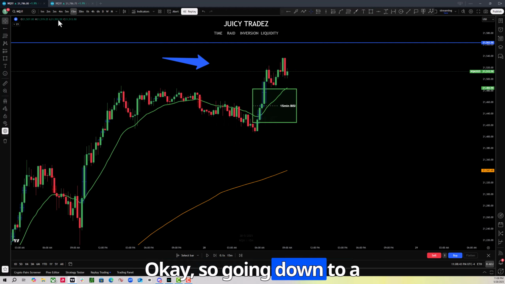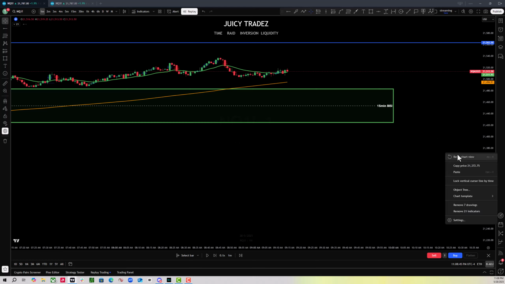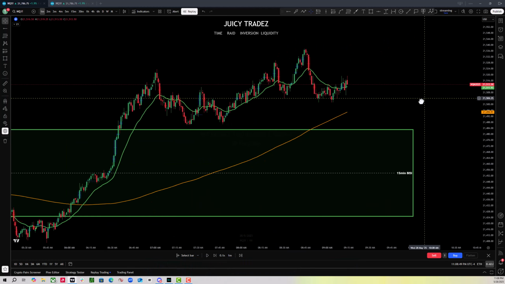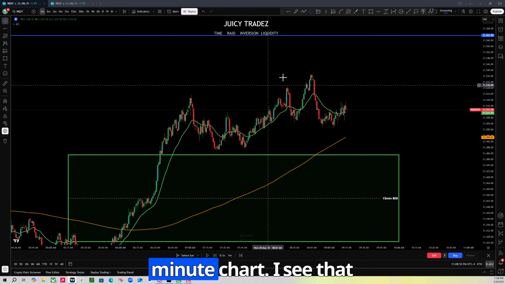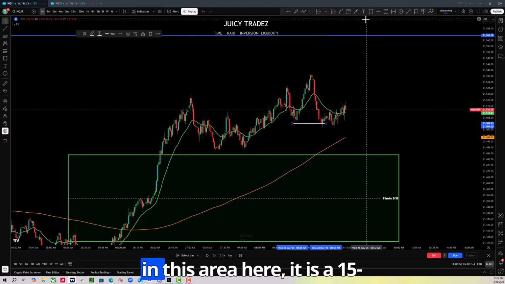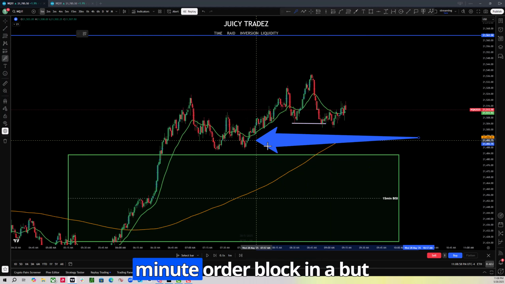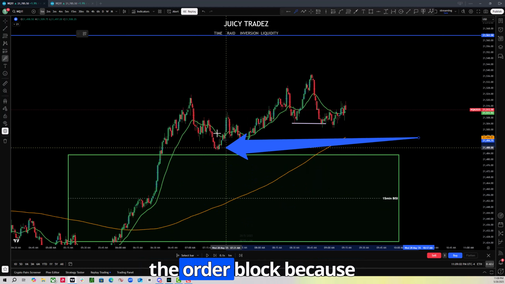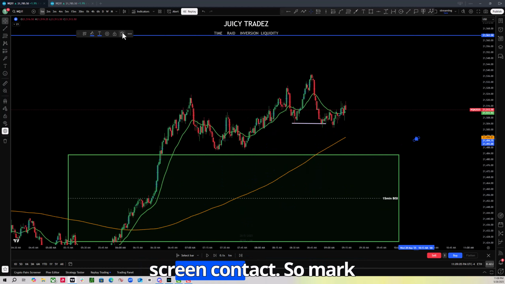Okay. So going down to a 1 minute chart. Just want to zoom in for you here before we get going. Looking at this 1 minute chart, I see that this sweeps, and we know in this area here, there's a 15-minute order block, and below that you have this BISI. I don't want to draw out the order block because it's going to make the screen kind of tight.